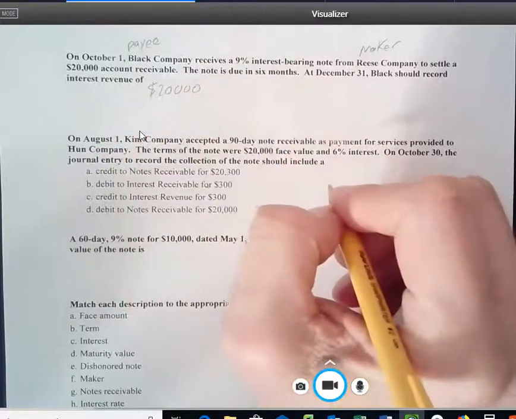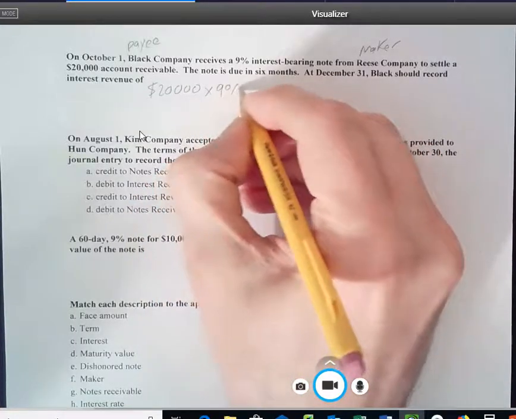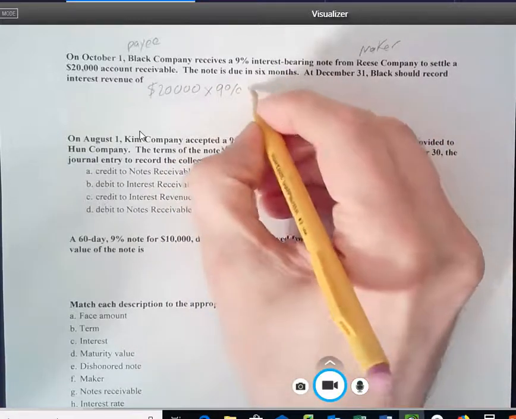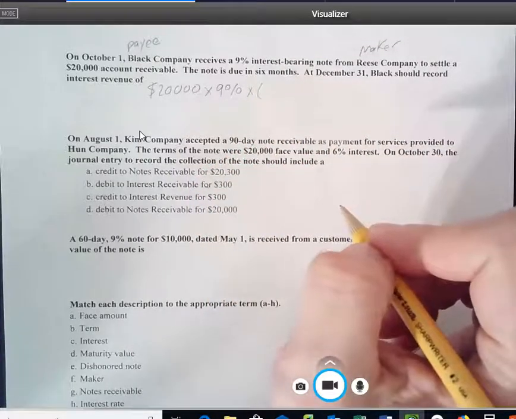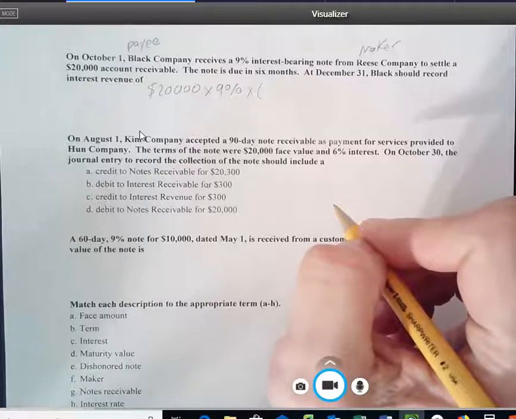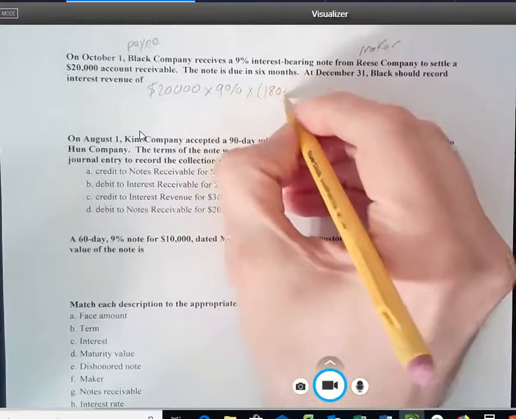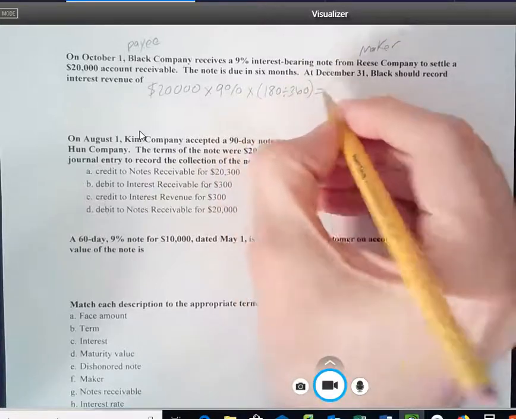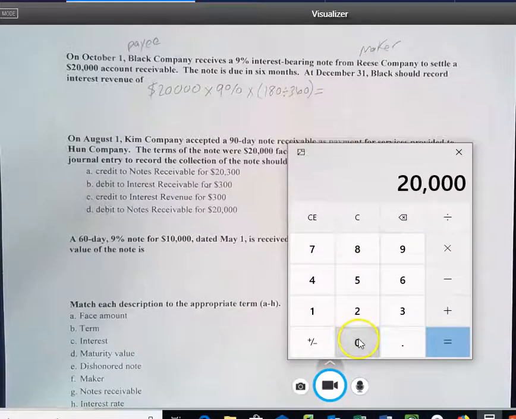at the relevant numbers. We've got a $20,000 note. It's a note receivable. Interest rate of 9%. But it's a 6-month note. So for our purposes, we're going to use a 360-day year and assume that each month is 30 days. That's not exactly accurate, but that's okay. All right, so let's take a look here at what we would have. 20,000 times 0.09 times 180 divided by 360 equals $900.